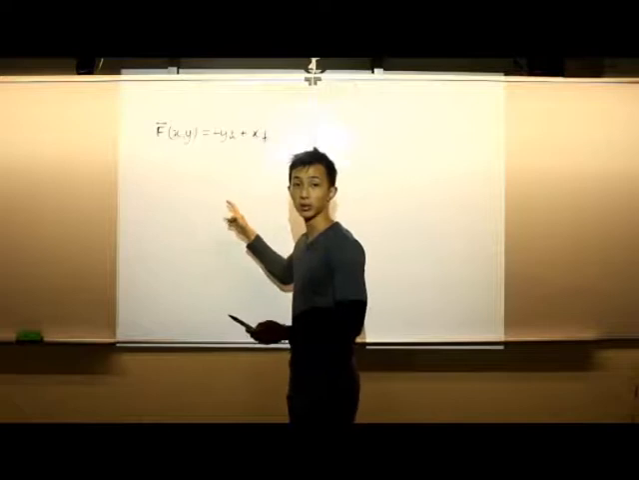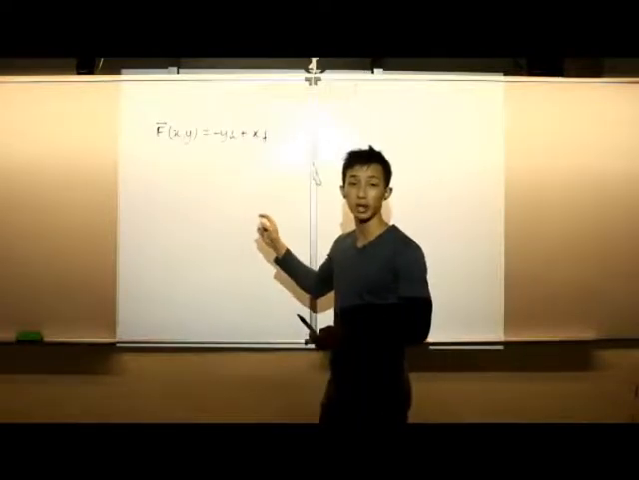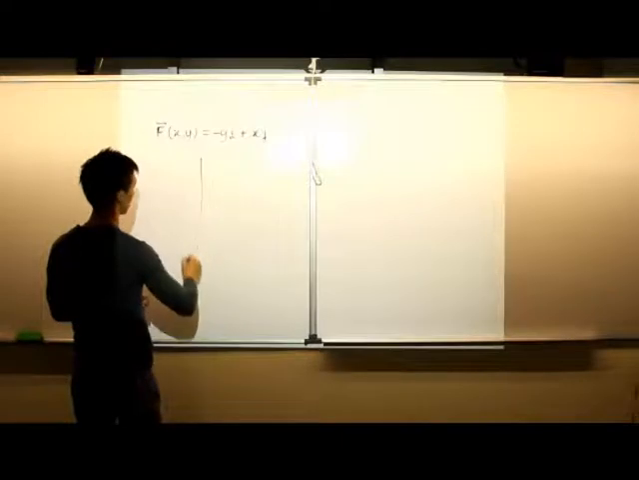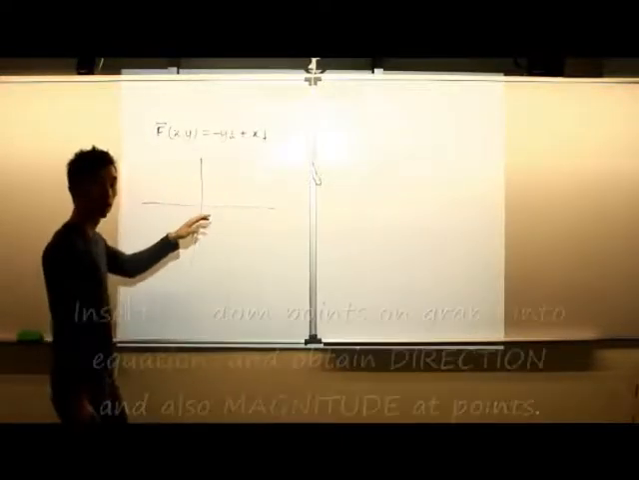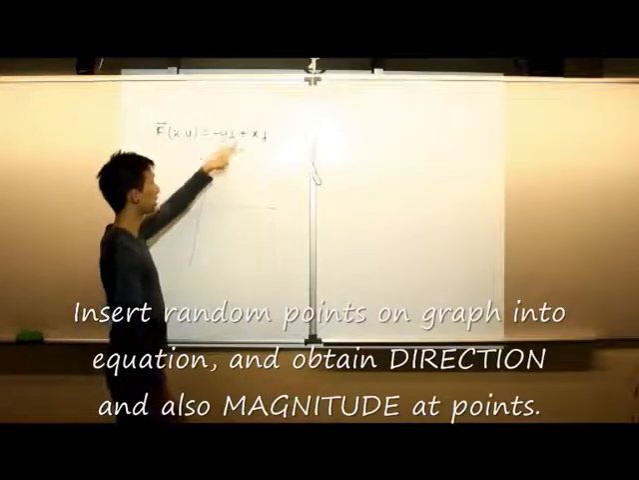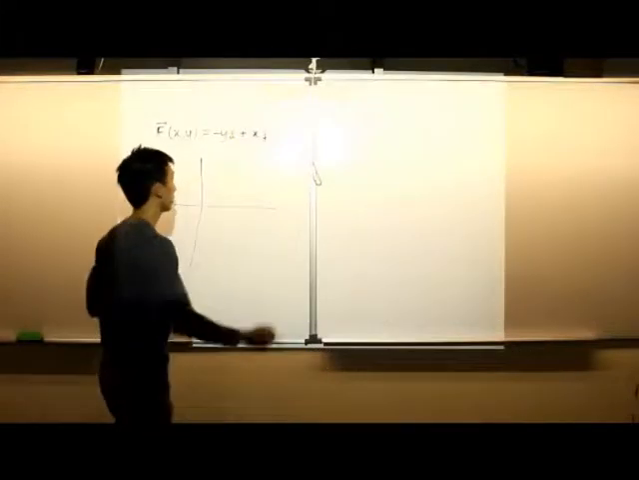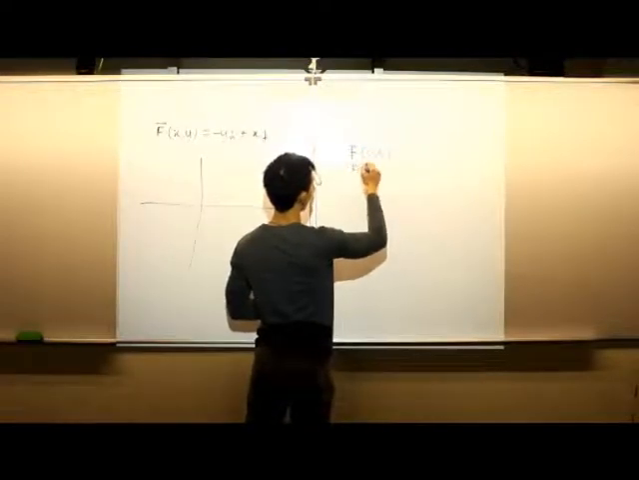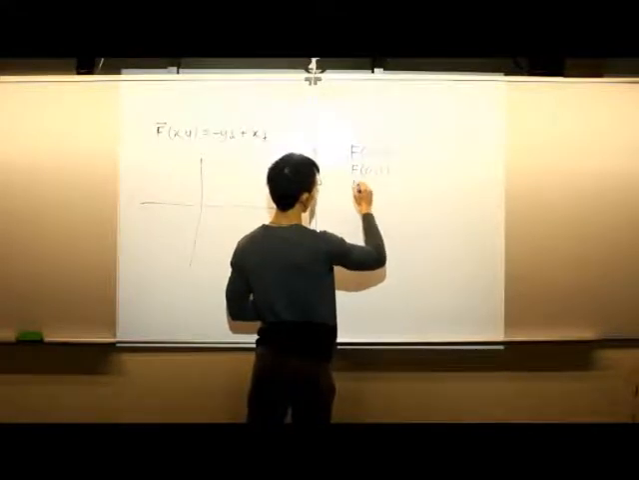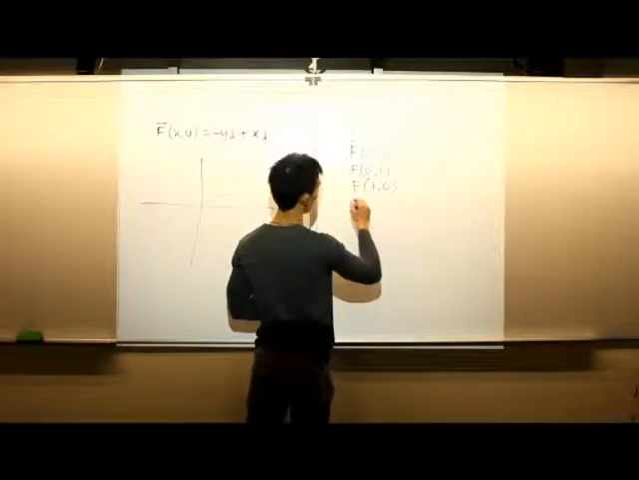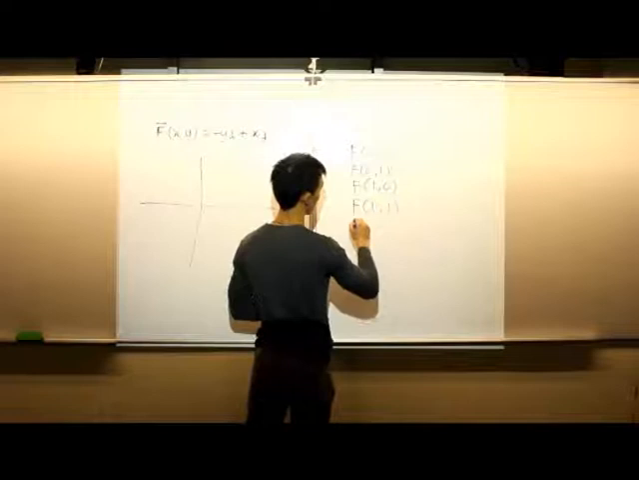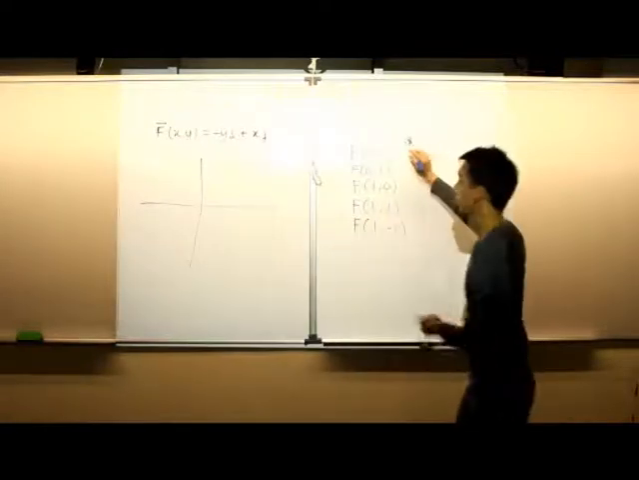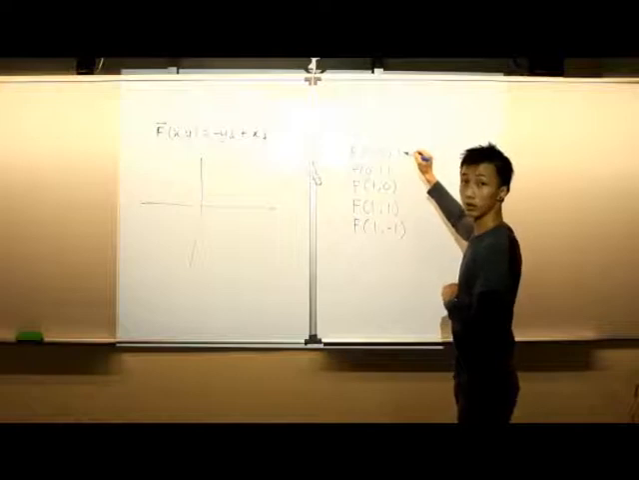In order to plot the points on the graph, we have to insert a few points, any point on the xy plane graph, into this equation and obtain the vector and magnitude. So, I'm going to use (0, 0), (0, 1), (1, 0), (1, 1), and (1, -1). When we put 0, 0 in there, we will get 0.